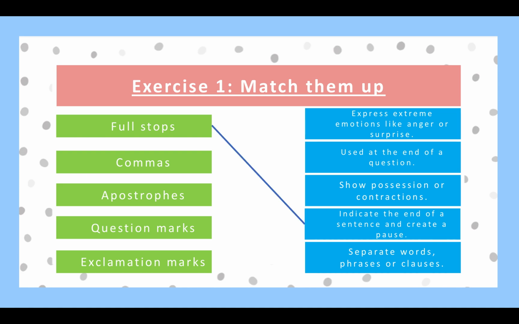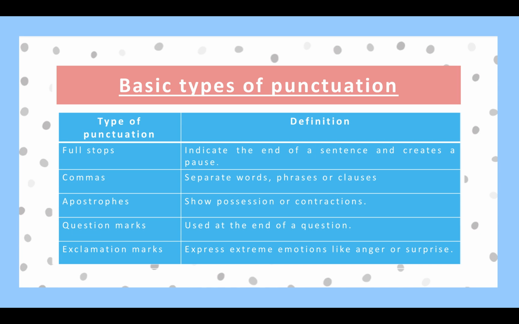Full stops indicate the end of a sentence and create a pause. Commas separate words, phrases, or clauses. Apostrophes show possession or contractions. Question marks are used at the end of the question. And exclamation marks express extreme emotion like anger or surprise. Here is a table of the basic types of punctuation marks and their associated definitions. It may be useful to copy this table down for future reference.